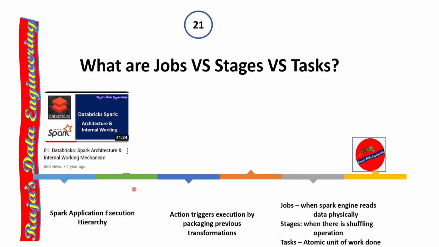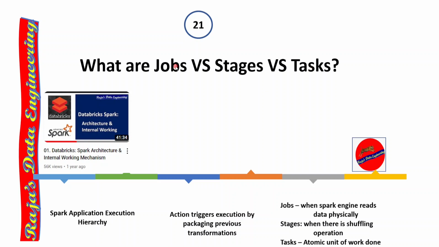Moving on to the next question, what are jobs, stages, tasks? So these are nothing but the Spark application execution hierarchy, or we can say blueprint. So whenever there is an action in the Spark application, then the driver will start executing. It will start creating the execution plan. Based on that, it will divide the entire operation into jobs, stages, and tasks.